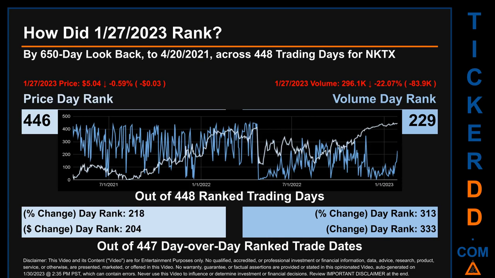The price's day-over-day percentage change, dropping -0.59% on January 27, 2023, had a day rank of 218, while its dollar difference of -3 cents had a rank of 204 when compared day-over-day across 447 trading days. Volume's percentage change and difference were ranked respectively at 313 and 333.